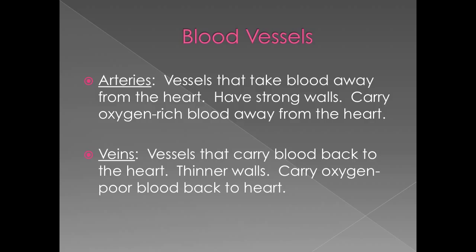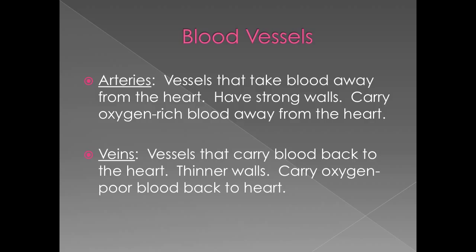Blood vessels, there's different types of blood vessels. They include arteries, veins, and capillaries. So let's look at the difference between these three. Arteries are vessels that take blood away from the heart. They have strong walls, and they carry oxygen-rich blood away from the heart. Oxygen-rich, again, remember, has more oxygen in it.